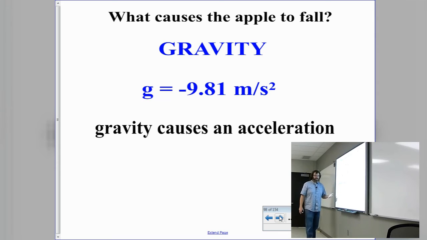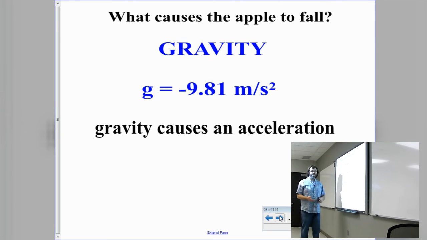What is causing the acceleration in this case is special. Gravity is actually causing this object to accelerate. And gravity has a constant acceleration of negative 9.81 meters per second squared. And it's constant. So again, that's why we're talking about it in this lesson. But also, one of the things you should notice is it's negative as well.